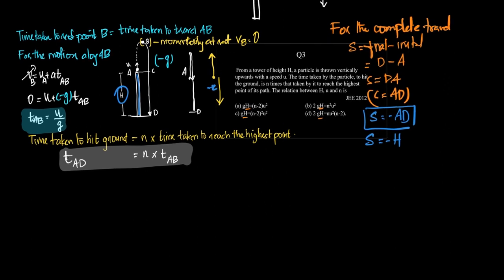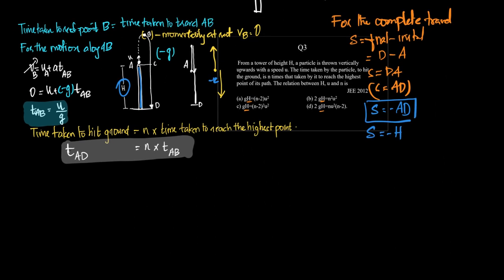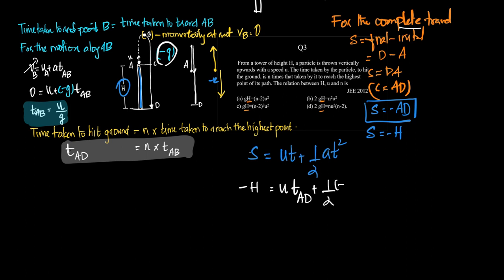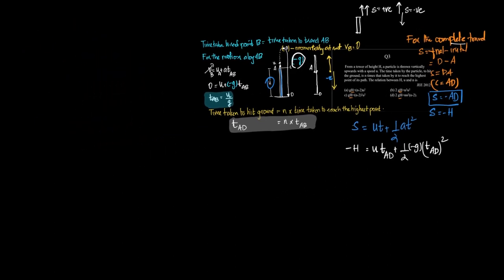Now, if we write down the displacement-time relation, S is equal to ut plus half at square. What is S? We took it as minus H. U remains U. T here, since we are talking about the complete travel, is T of AD. Plus half into A, and A is minus G, so minus G into T of AD, the whole square.